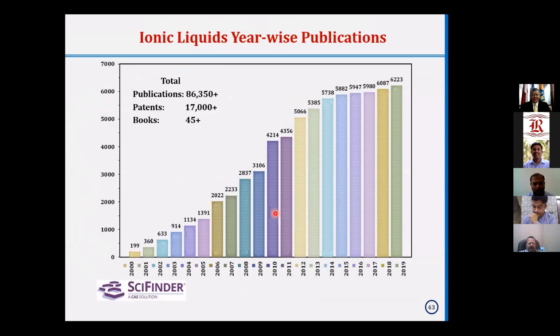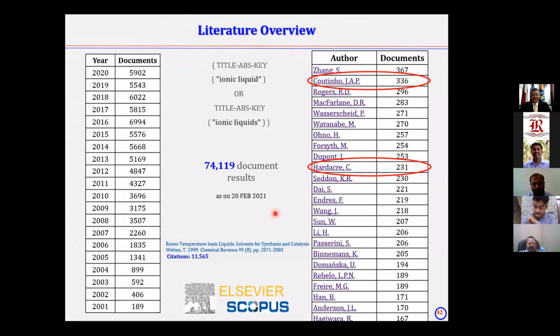Similar numbers you can see in Scopus also, slightly fewer, probably because of conference proceedings or books or book chapters or theses, so the number might vary. However, every year there are about 6,000 publications without taking into account the patents. Patents are separate. So how come this field attracted so many people and so many publications?